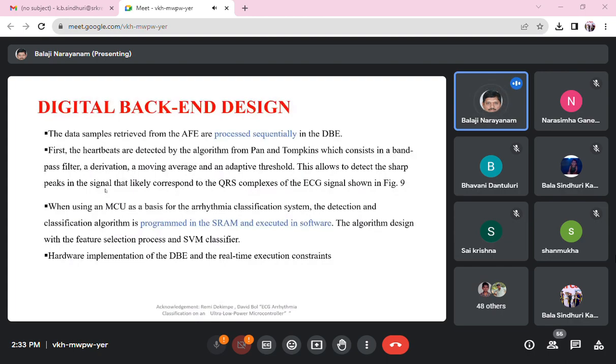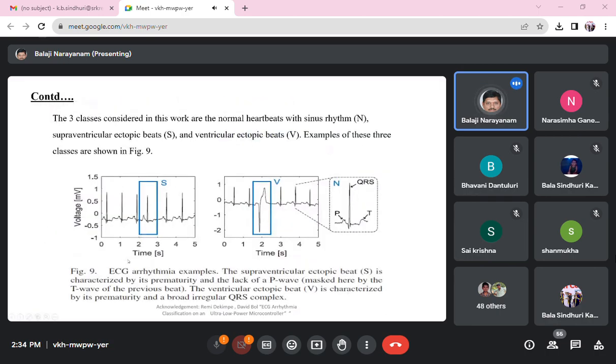Those who are working in ECG signal processing are very much aware of the QRS complex of the ECG signal. Let us look at this QRS complex signal. In the ECG arrhythmia example in figure 9, you can see this is the QRS complex signal.